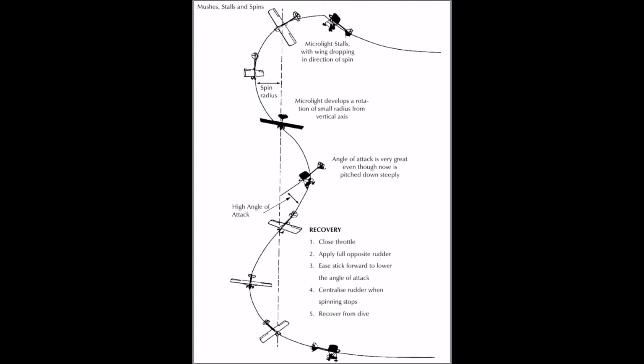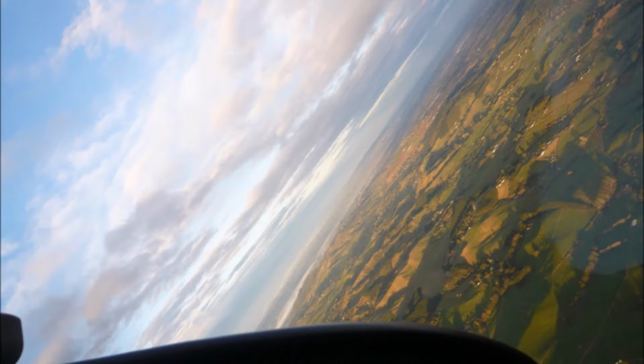So the spin's the only one where you want to reduce the power, because you don't want to lose too much altitude. Because you're pointed down, you're already accelerating like crazy. You don't want to let the engine pull you to the ground faster. These planes tend to spin up pretty fast.